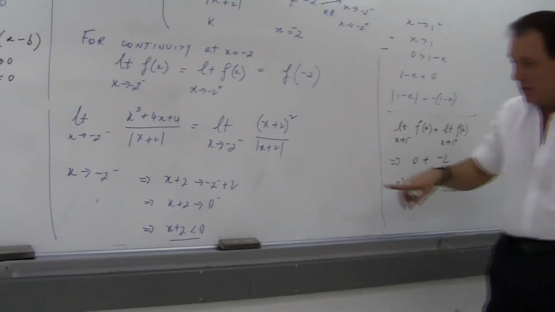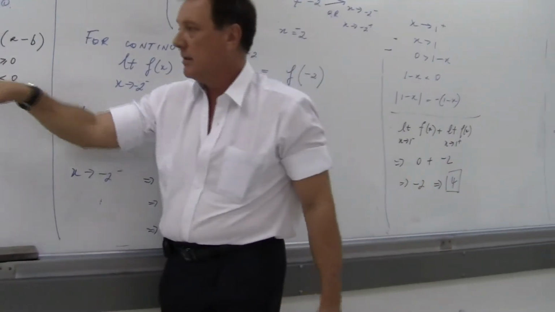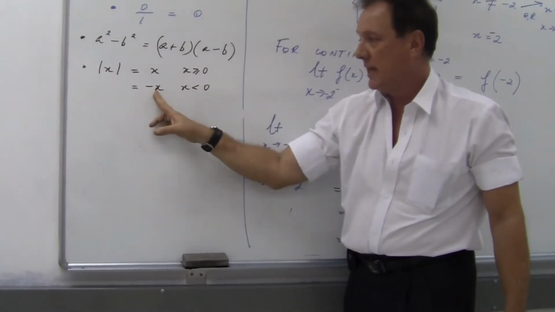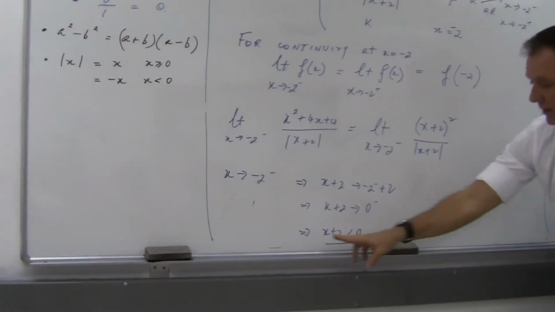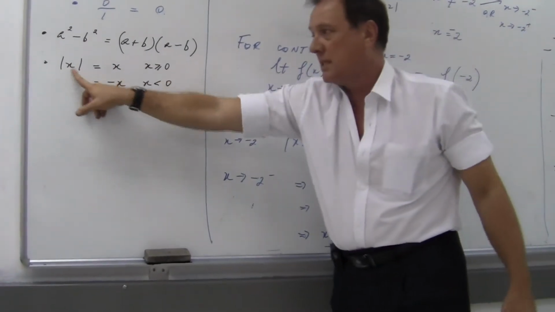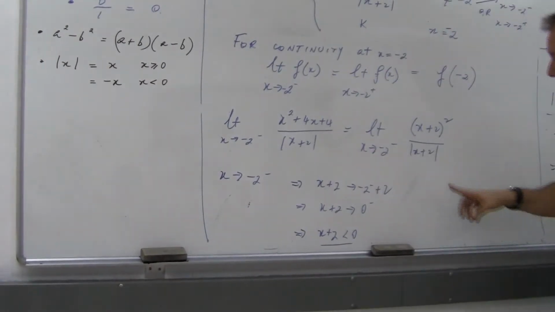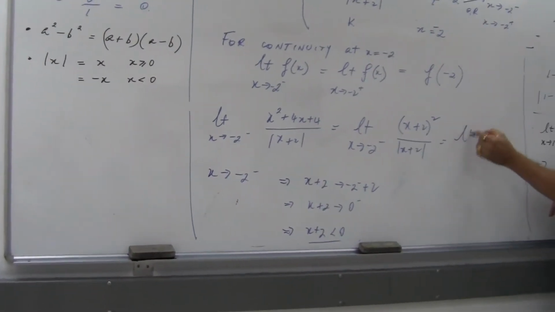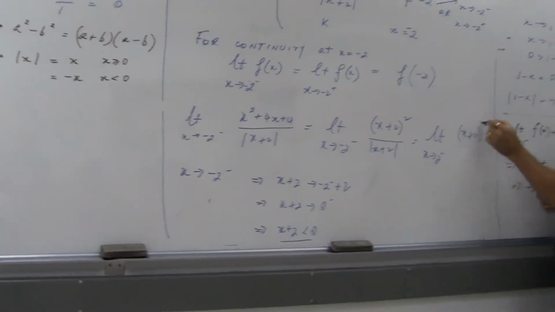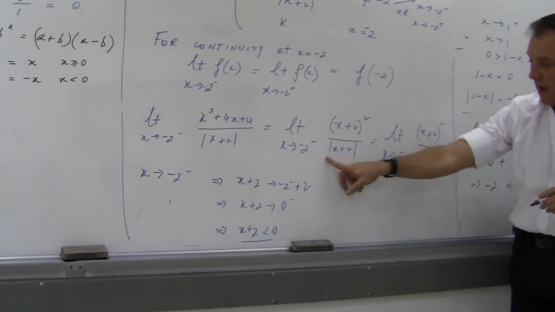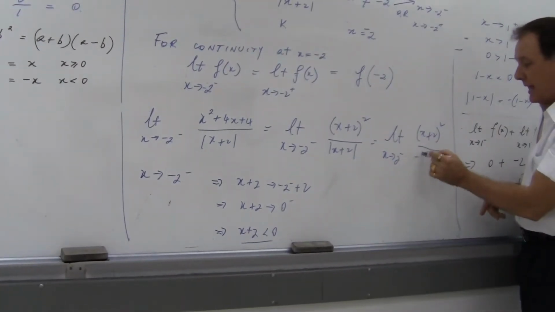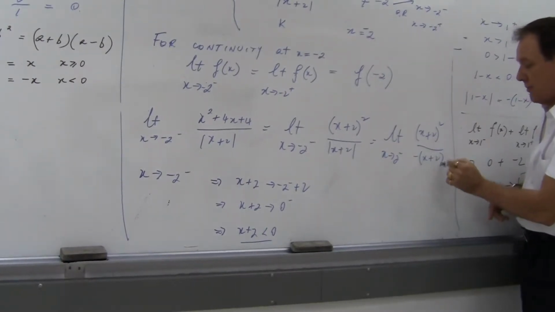So we go back over here to the definition of absolute value. When x is less than 0, the absolute value of x is -x. Here I've got x plus 2 less than 0, so this part must be equal to negative what's inside the absolute value sign. So here, this is the limit as x approaches -2 from below of x plus 2 squared, and instead of the absolute value of x plus 2, I can write negative x plus 2.